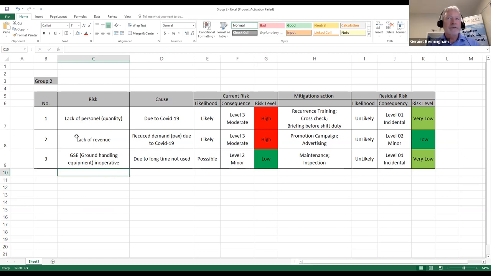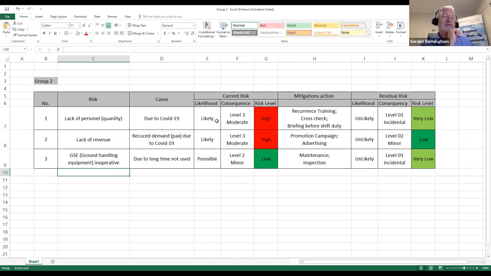Thank you, teacher. Does anyone have any comments on this one? Can I offer some suggestions, please? I'm thinking of the first one, lack of personnel due to COVID. But I wonder whether that truly describes the risk. Lack of personnel sounds a little like it could be a cause. So what is the effect of a lack of personnel?